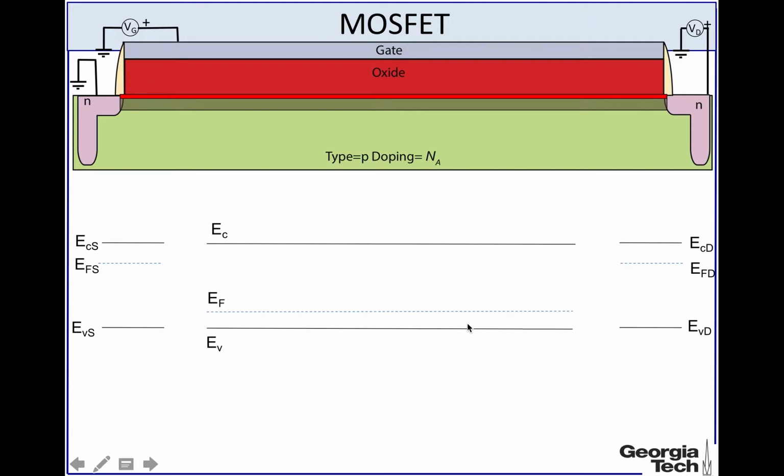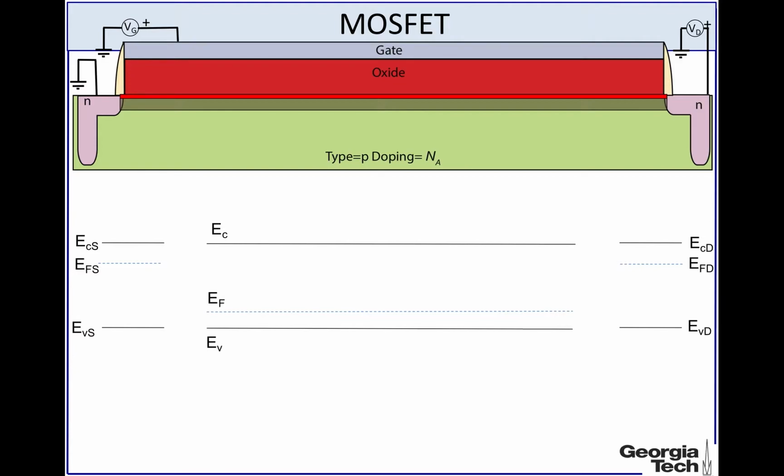All right, so in equilibrium, meaning that when you have both the drain voltage and gate voltage at 0, then the Fermi levels for the source, the drain, and the semiconductor channel will line up.